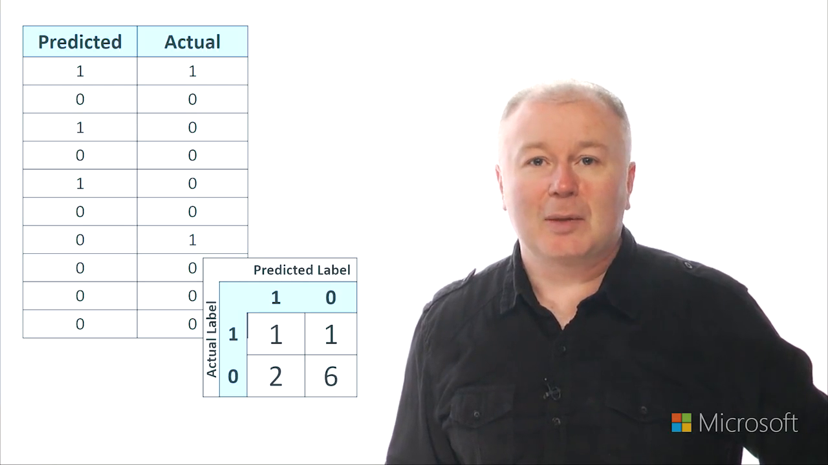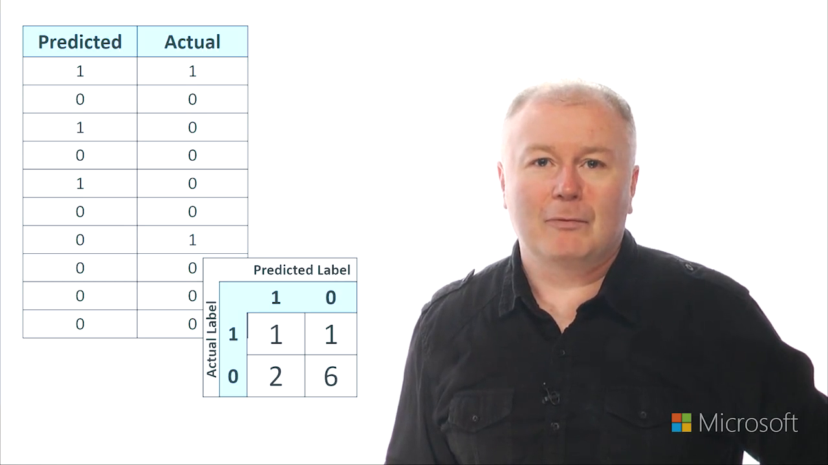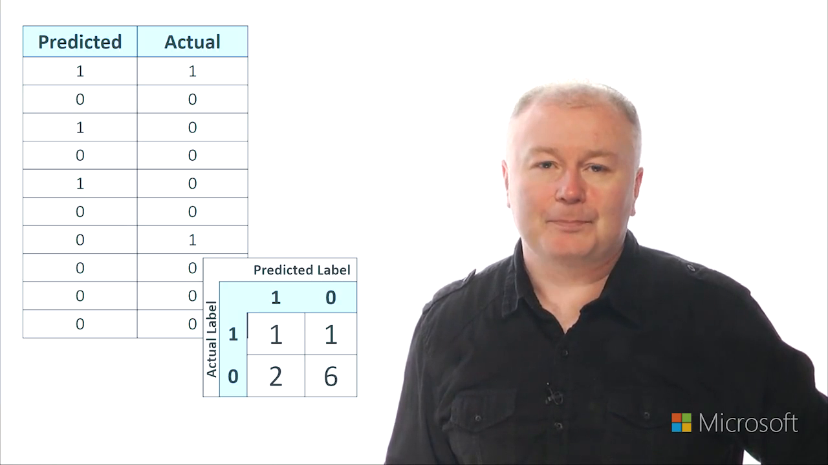So I can see that I'm leaning towards predicting on the negative side. On the negative side, it looks pretty good. I've got a lot of true negatives, but my number for true positives is actually the same as my number for false negatives. So I'm not really doing very well in predicting positives.